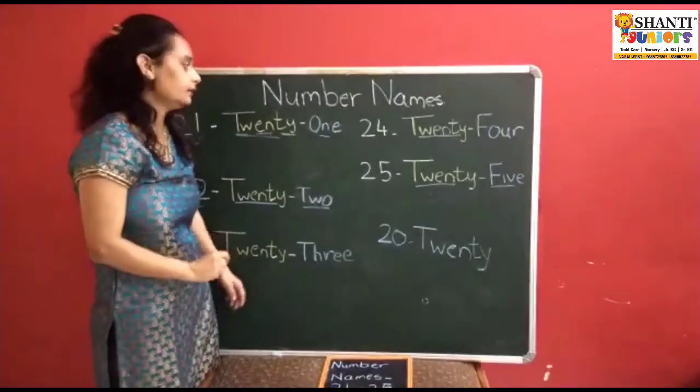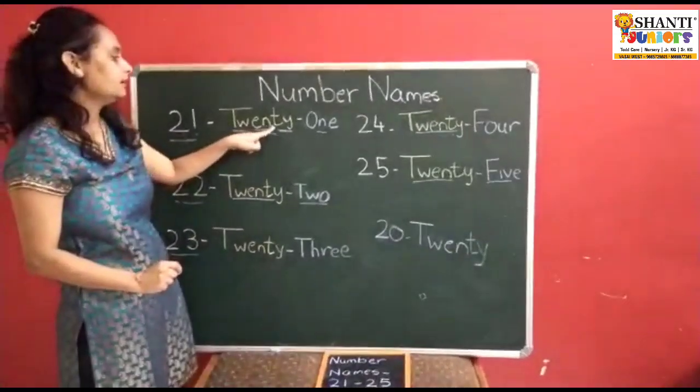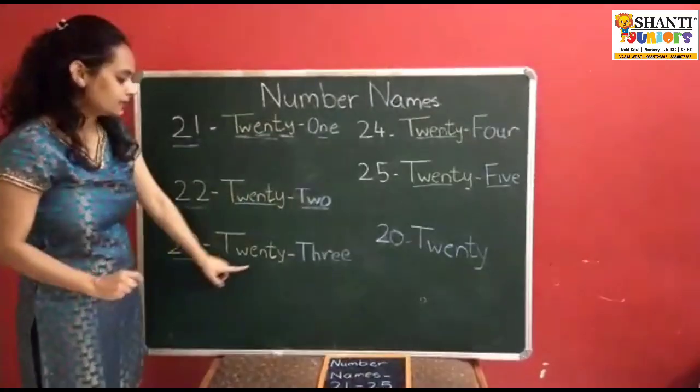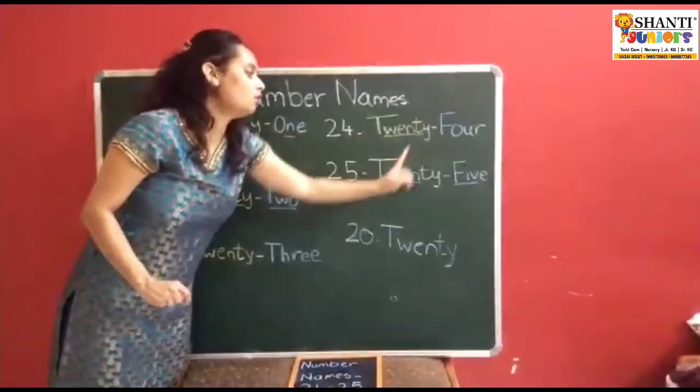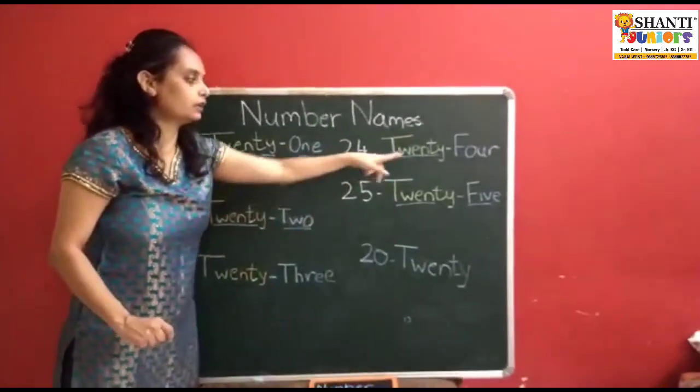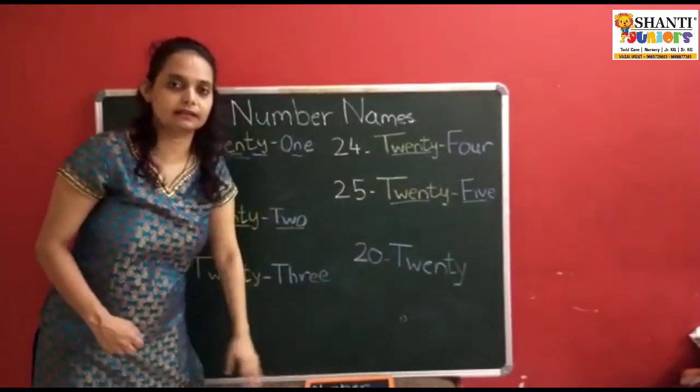T-W-E-N-T-Y. 20. T-W-E-N-T-Y. 20. 21, 22, 23, 24, 25. And these spellings, I know you know these spellings: 1, 2, 3, 4, 5. Those are simple spellings, okay?